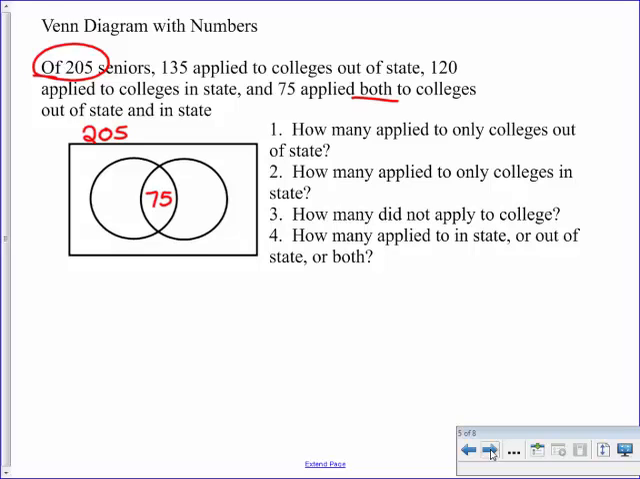Now, how do we deal with the 135 and the 120? Well, one of these circles needs to be out of state, and the other one needs to be in state.